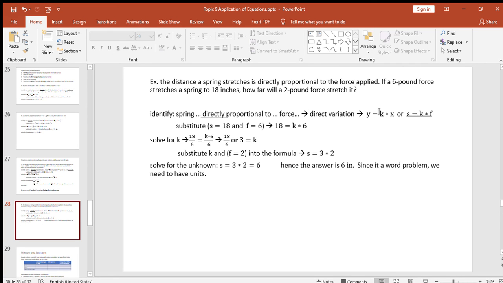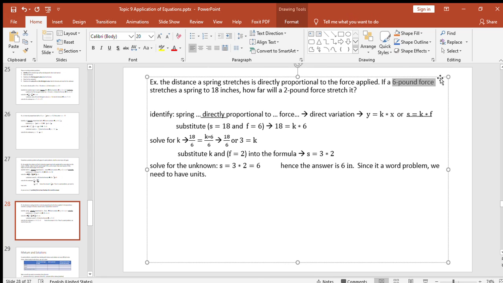So now we identify it's directly proportional, direct variation. It's going to be y is equal to k times x. Change that to s is equal to k times f, and use the first two numbers that are given to us. It's going to be 6-pound force and 18 inches. Substitute that, you're going to get 18 is equal to k times 6, and then we solve for k. You get 18 over 6, or again you can simplify. I want you guys to simplify that to 3 is equal to k.